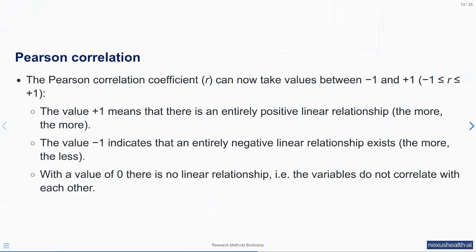The value of +1 means that there is an entirely positive linear relationship. The more of x there is, the more of y we find. The value of -1 indicates that an entirely negative linear relationship exists. So the more of x that we find, the less of y that we get. With the value of 0, there is no linear relationship. That is, the variables do not have any correlation with each other at all.